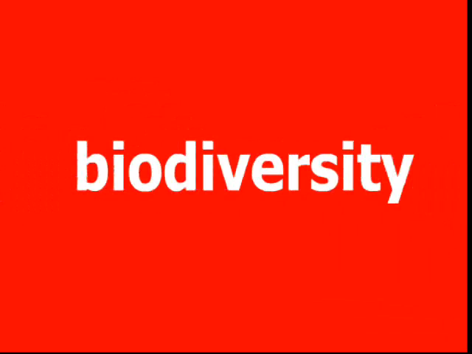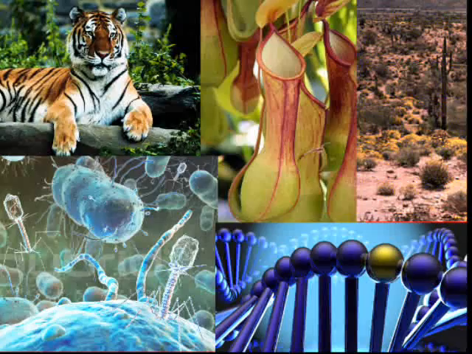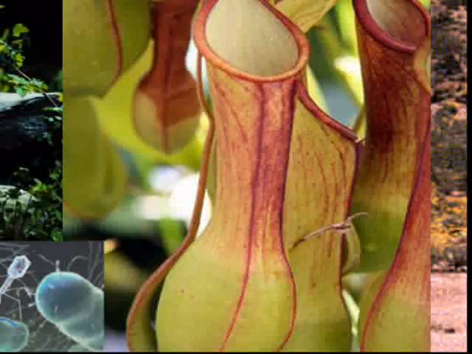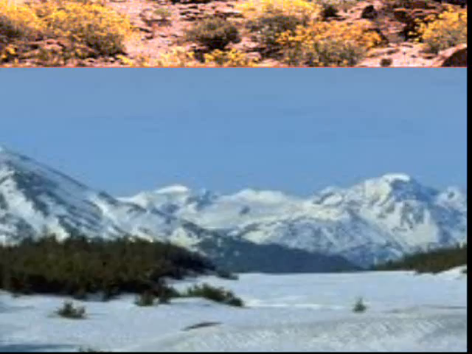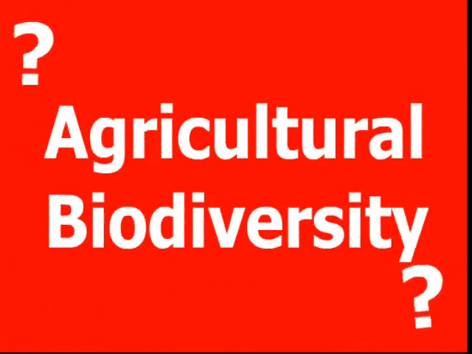Everyone has heard the term biodiversity before. It describes the variety of life, the different animals, the different plants, the microorganisms, the genes they contain, and the ecosystems or habitats they form. So what's agricultural biodiversity then?